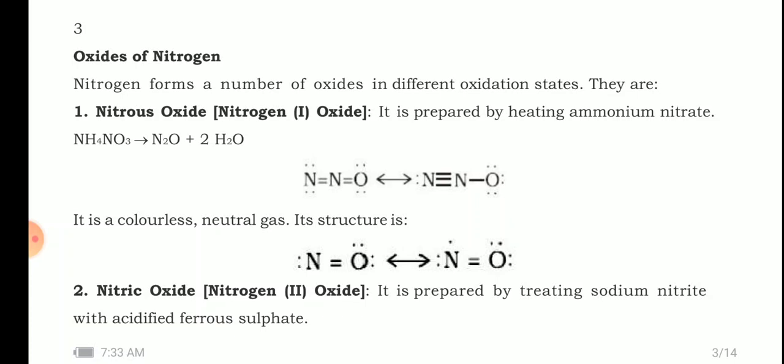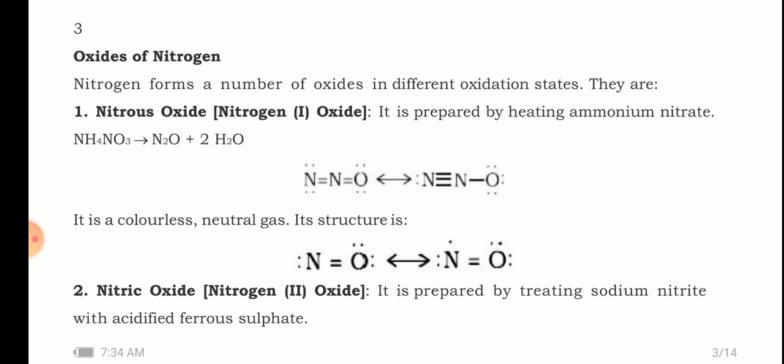Nitrogen forms a number of oxides in different oxidation states, and the first is nitrous oxide. You can see the Lewis dot structure, and it is prepared by heating ammonium nitrate. So ammonium nitrate on heating gives you nitrous oxide and water. Nitrous oxide is also known as laughing gas. It is a colorless neutral gas.